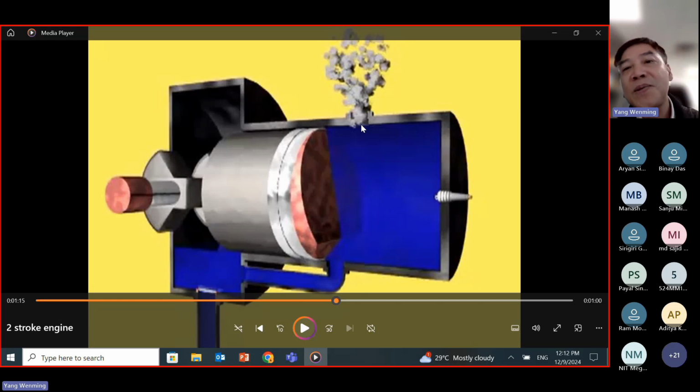However, two-stroke engines are simpler in terms of structure, because we don't have an intake valve, we don't have an exhaust valve, and also we don't have a control system, correct? So in terms of design, it's very simple. However, the efficiency is lower than four-stroke engines.